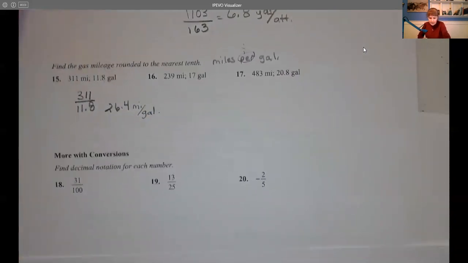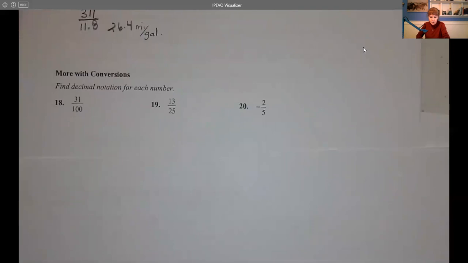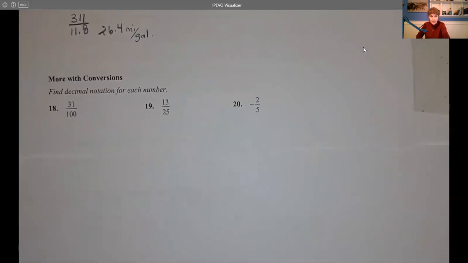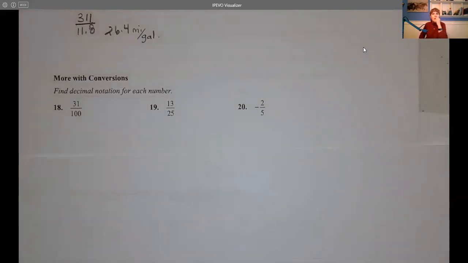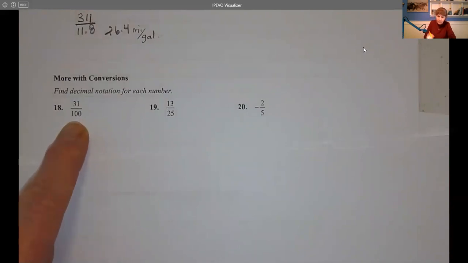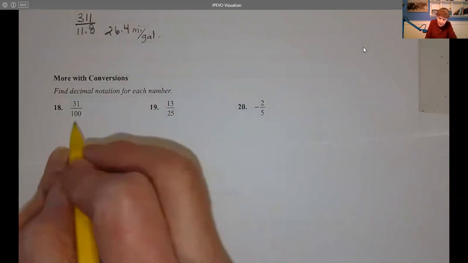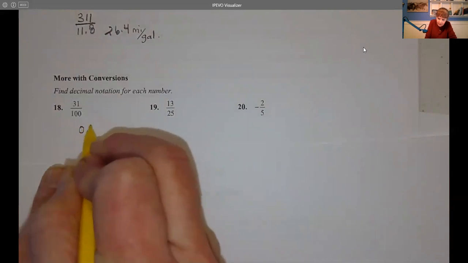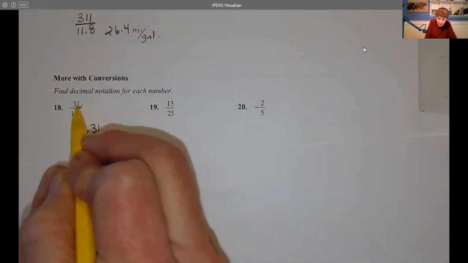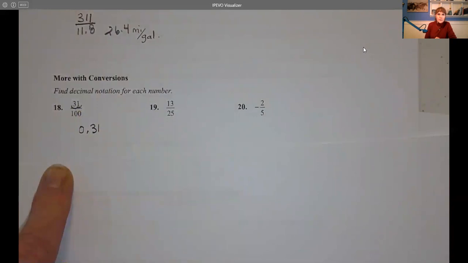Okay, now on these are more conversions. They want you to find the decimal notation for each number. So here, you know that you're going to move the decimal to the left twice. So you don't even need to reach for your calculator. It's just going to be 0.31. 1, 2, because you have 2 zeros. So you're going to move it over 1, 2 because of the 2 zeros.